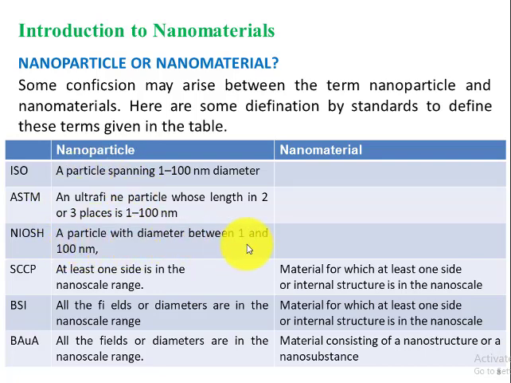A particle with diameter between 1 and 100 nanometer, at least one side is in the nanoscale range, and on the other hand, material for which at least one size or internal structure is in the nanoscale. Material consisting of a nanostructure or a nano substance. So all those particles or materials which are 1 to 100 nanometer or their one or more than one dimensions are in the range of 100 nanometer, they are called nanoparticles or nanomaterials.